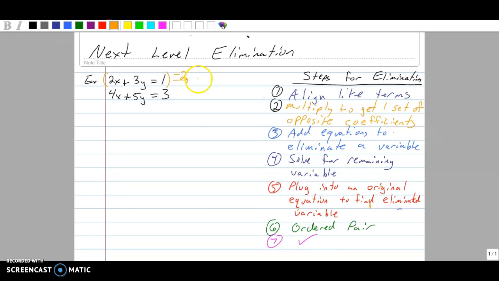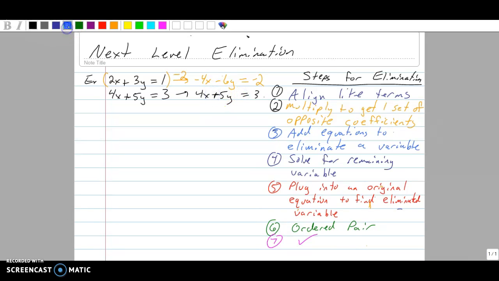We're going to multiply the whole thing by negative 2. So it's going to be negative 4x plus, excuse me, I made a mistake. Negative 4x minus 6y equals negative 2. See how everything is being multiplied by negative 2. All three of those terms. The bottom one, we're going to keep the same. 4x plus 5y equals 3.